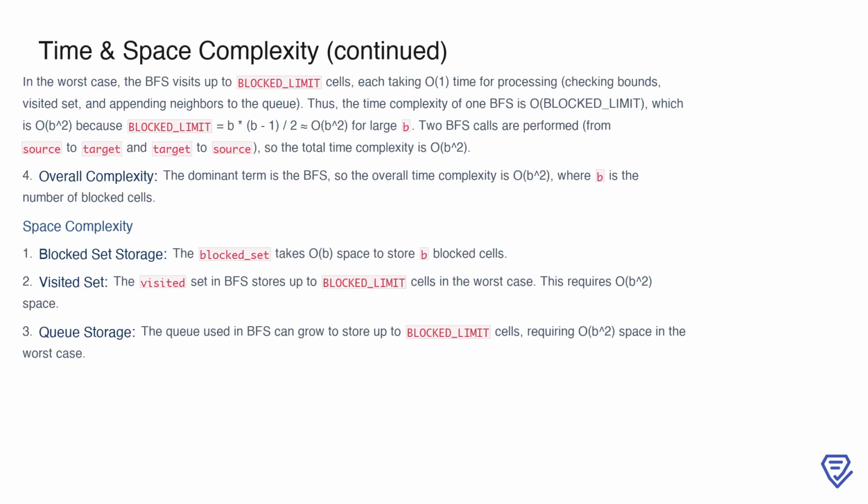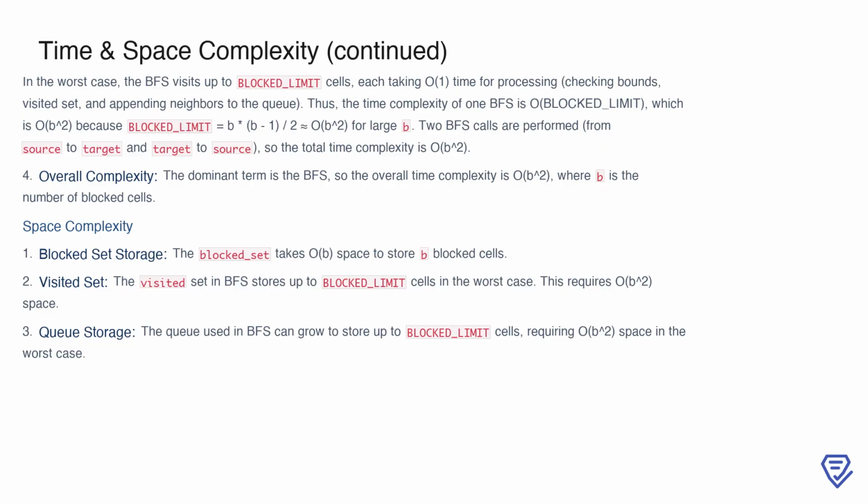Now, let's examine the time complexity of the BFS in more detail. In the worst-case scenario, the BFS visits up to blocked_limit cells. For each cell, processing includes verifying grid boundaries, checking the visited set, and adding unvisited neighbors to the queue, all of which are constant time operations. Thus, one BFS call has a time complexity of O(blocked_limit), which simplifies to O(B squared), because blocked_limit equals B times B minus 1, divided by 2, which grows quadratically with B for large values.